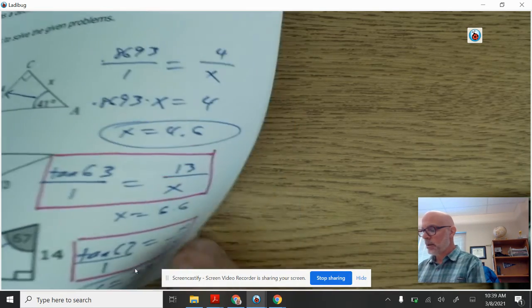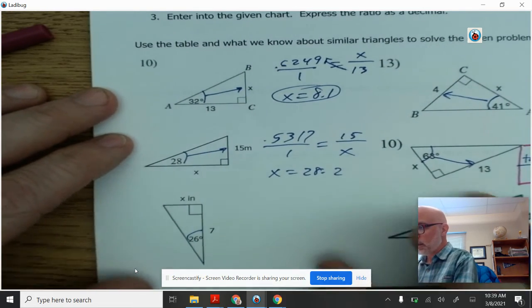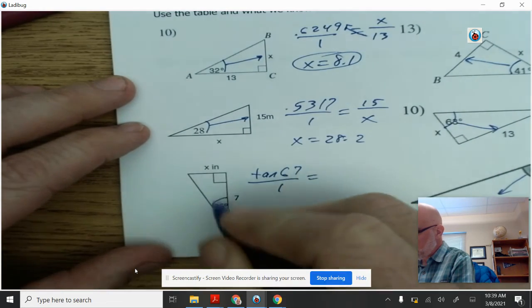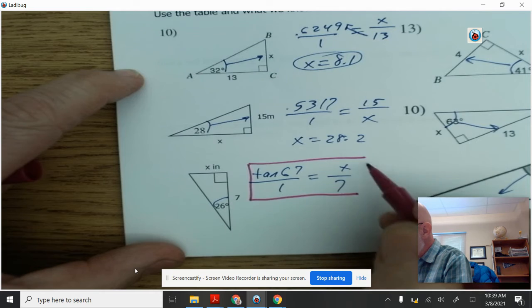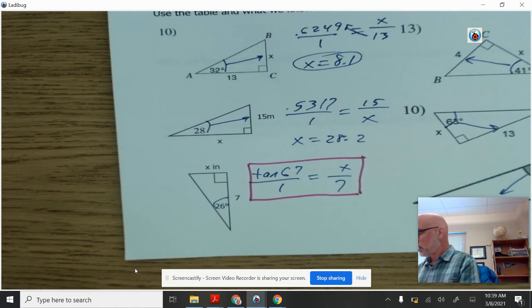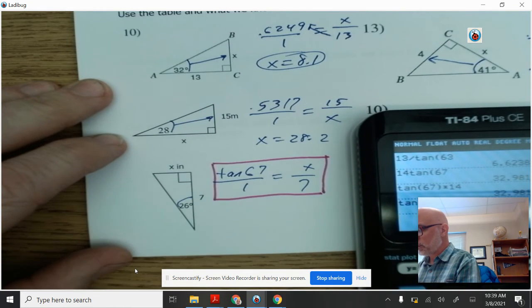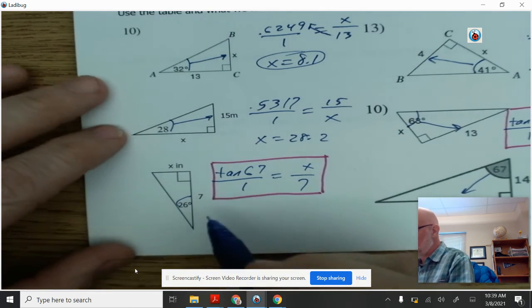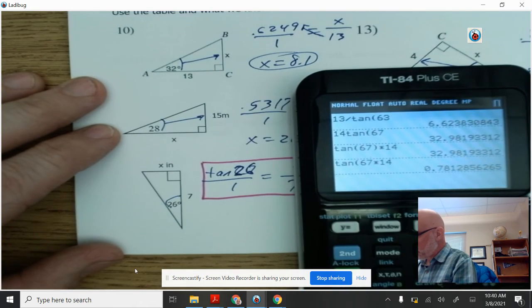All right, so let's look at another one right here. That would be the tangent of 67 over 1 equals x over 7. So here again, this is what I want to see when you show me your work. Then we will go and type that in. I can tell that it's going to be 7 times whatever the tangent is. Okay, I wrote 67, I'm sorry. It's 26. So 7 tangent 26 is 3.4.